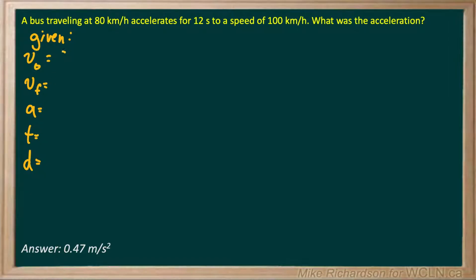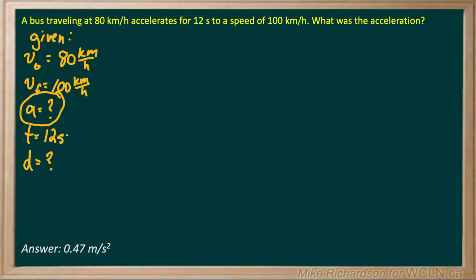V initial was 80 kilometers per hour. V final was 100 kilometers per hour. We're looking for acceleration. The time it takes is 12 seconds, and we don't know the bus's displacement. So we're trying to find A, so we're going to avoid equations with D in it.